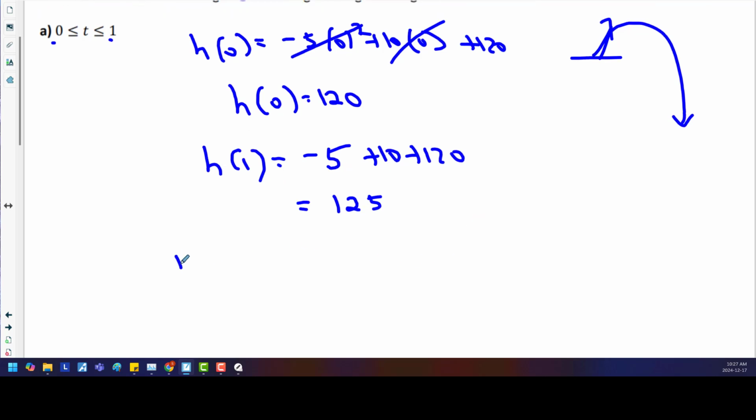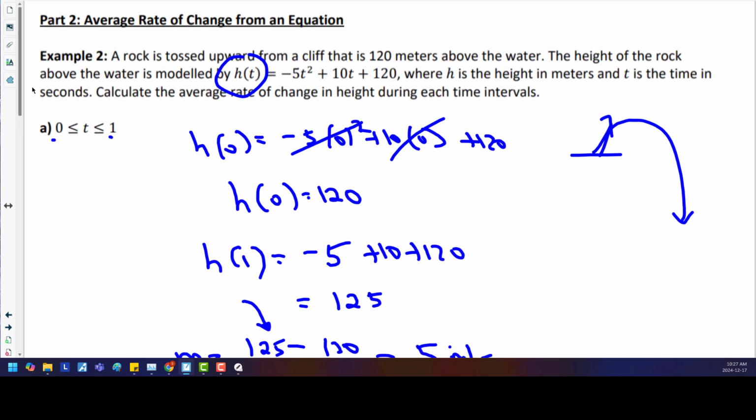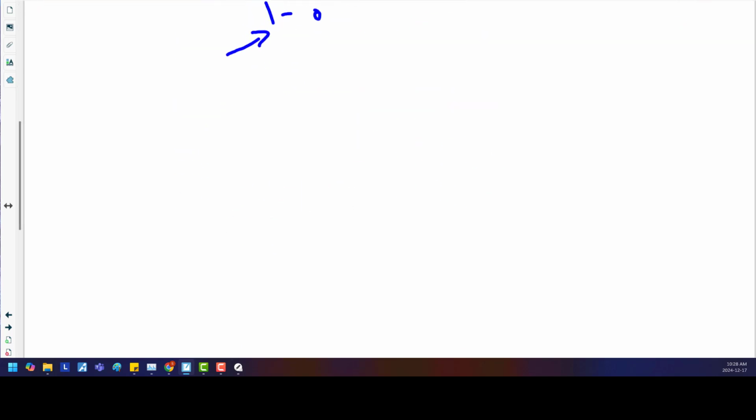So it's in its initial upwards phase. So how do we find the slope? Slope is obviously equal to y2 minus y1, or in this case, h2 minus h1. And h2 is 125, and the initial value was 120. And we know that t2 minus t1 is just 1 minus 0, which is just 1. So the answer is 5. Units are meters per second, because the unit of height is meters and unit of time is seconds. So the initial rate of change is 5 meters per second from interval 0 to 1.